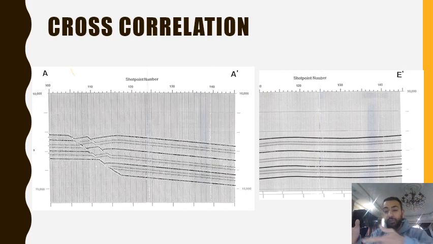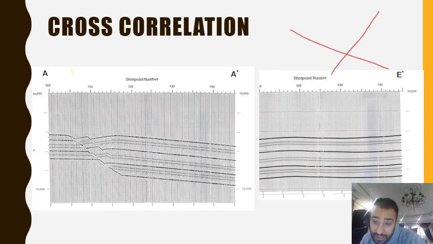Cross correlation. How to transfer your picking from cross section to another cross section or another inline or cross line. Okay. If we go back to the base map, you will find that EE dash oriented in this direction, while AA dash oriented in this direction. So this point is an intersection point between inline and the cross line. So this point is the same because it is an intersection point. So we need to find this point on EE dash and find this point at AA dash and put the two lines at this point to match them. This is called cross correlation, like this.